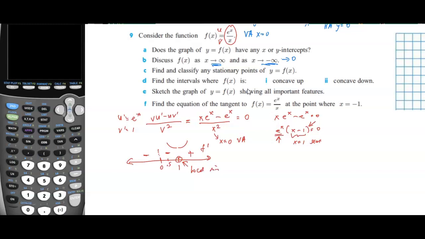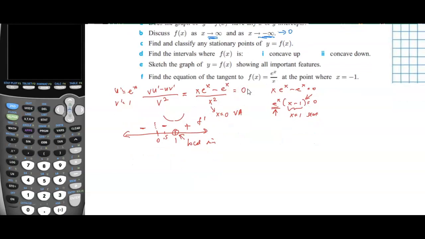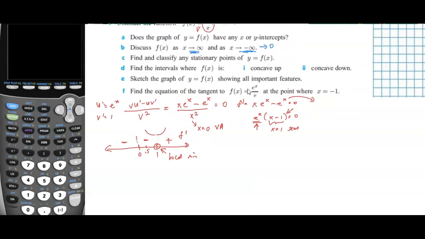All right, find the intervals where f of x is concave up and concave down. Okay, in order to find concave up and concave down, we need to take the second derivative. So this is the first derivative. Let's take the second derivative of this function. Let's see, x e to the x minus e to the x.